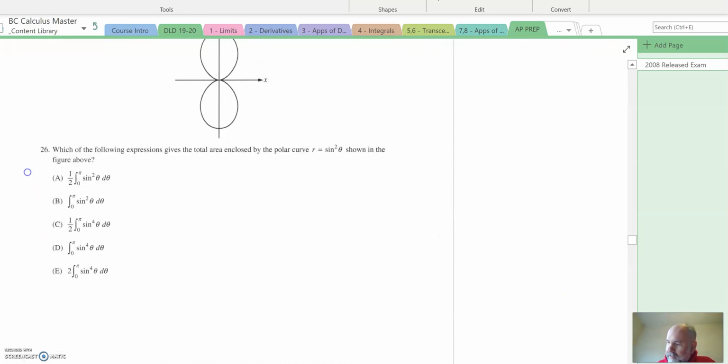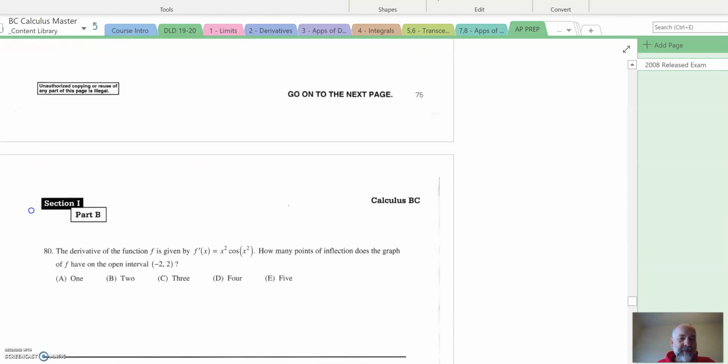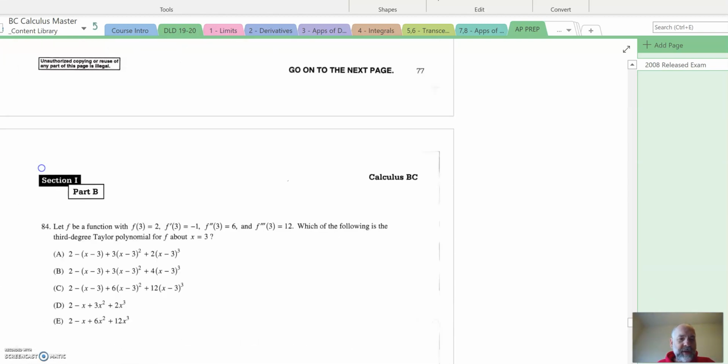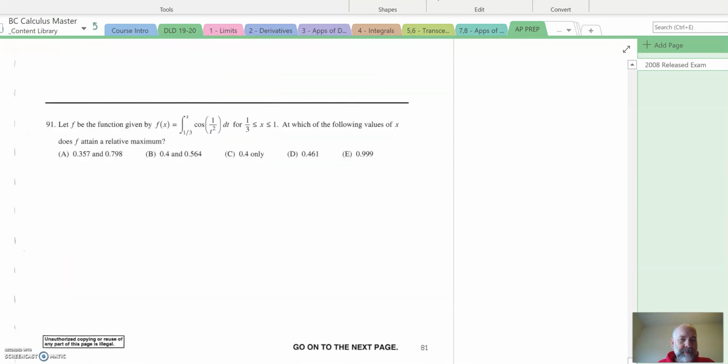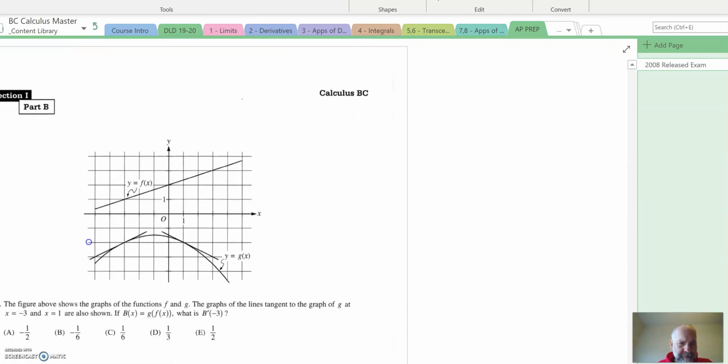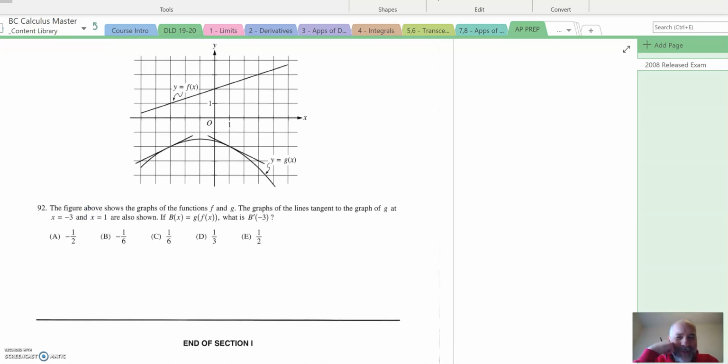Next one is a calculator question. I got my calculator. It's number 92, and then we're going to go back. This is the last one that was mentioned by at least 3 people. Here we go. Okay. Ooh, interesting. All right. The figure, I don't think I need my calculator for it. The figure above shows the functions, the graphs are tangent as shown. B of x equals b.